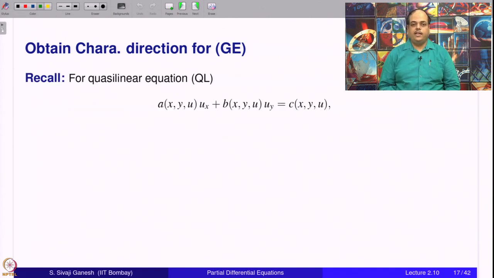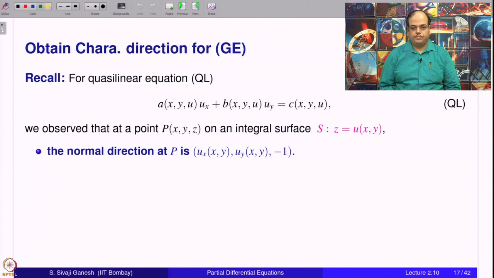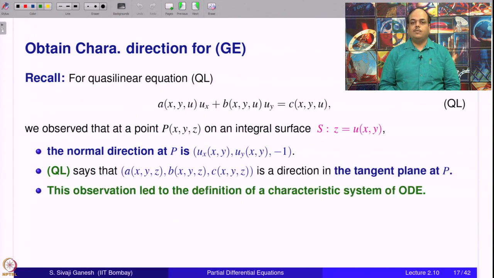Recall that for quasilinear equations, the equation is A u_x plus B u_y equal to C. We observed that at a point on an integral surface, the normal direction will be (u_x, u_y, minus 1). And the equation tells us that (A, B, C) dot product with (u_x, u_y, minus 1) equal to 0. It means the direction (A, B, C) is in the tangent plane. It is a direction in the tangent plane at P. This observation led to the definition of a characteristic system of ODE.